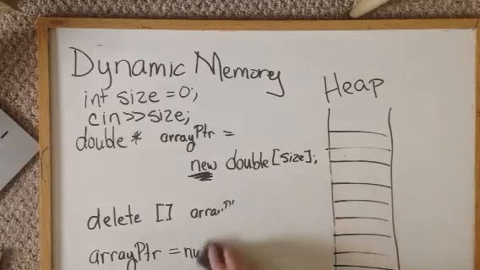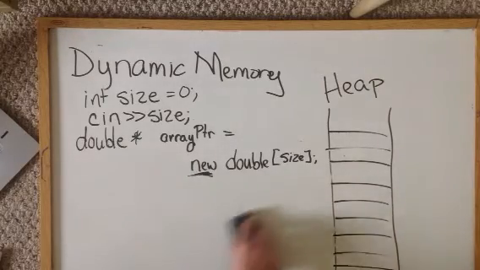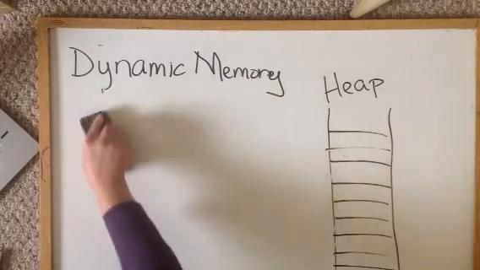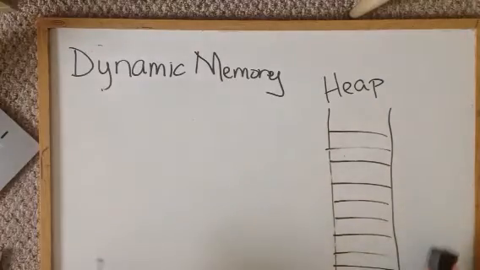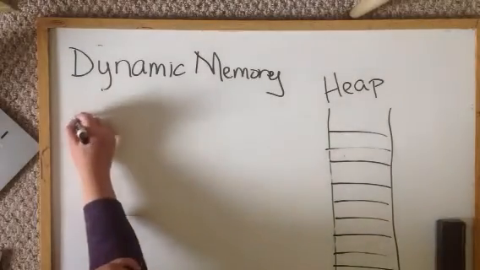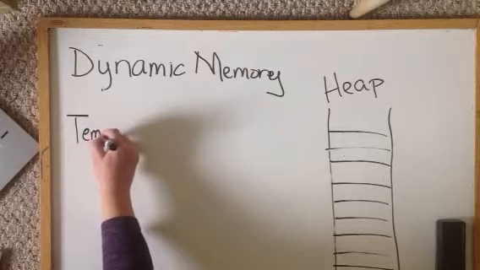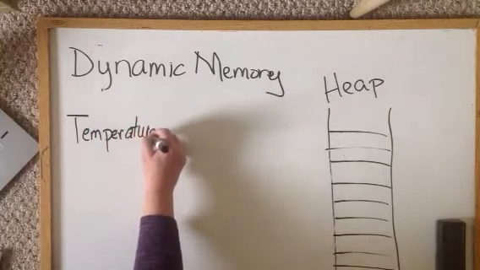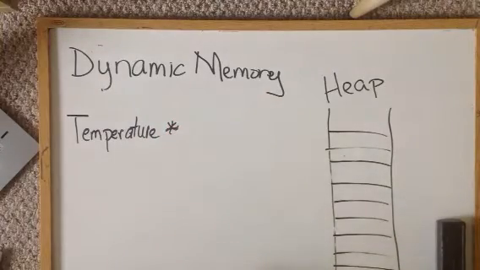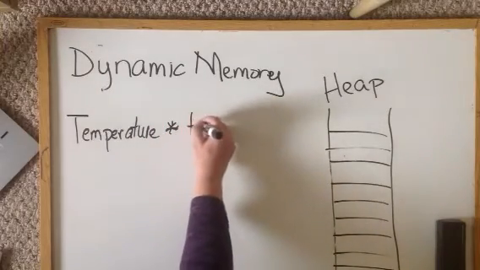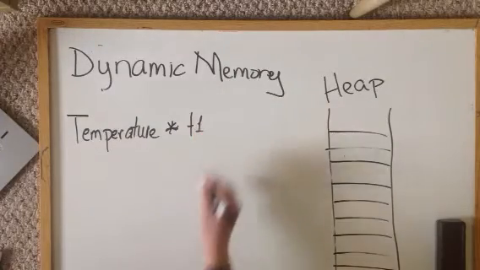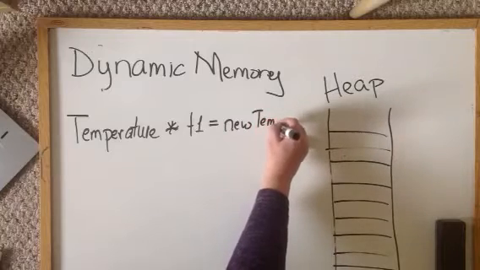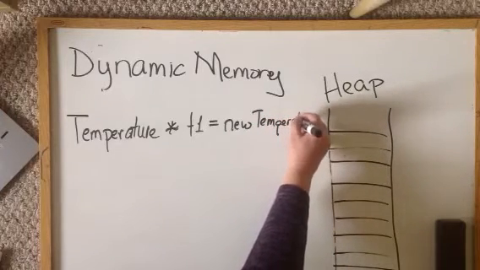Let's look at a case where we're using our temperature class. Well, if we want to put it on a heap, we need to use a pointer. So we're going to declare temperature star, and just to make it short, I'll call it T1, and I'll say that is a new temperature.